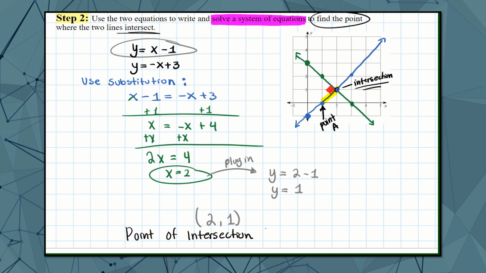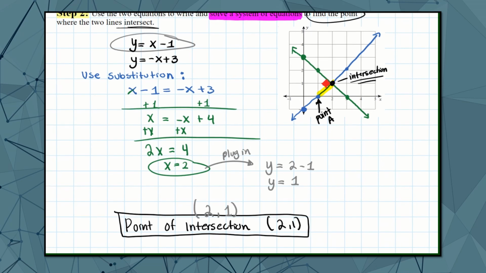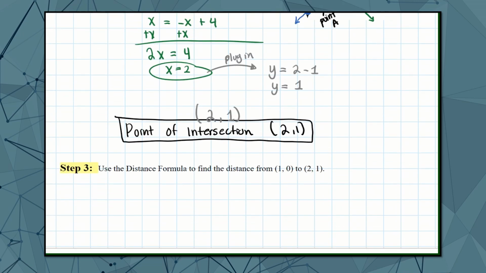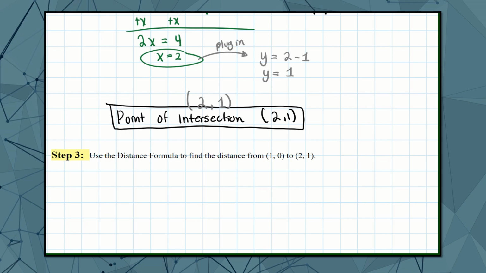So what I'm looking for is the distance between this point here, which is where they intersect, that's where they form the right angle, and the point that I'm looking to find the distance from. So we're going to use our distance formula and find the distance between those 2 points. So here's my distance formula.